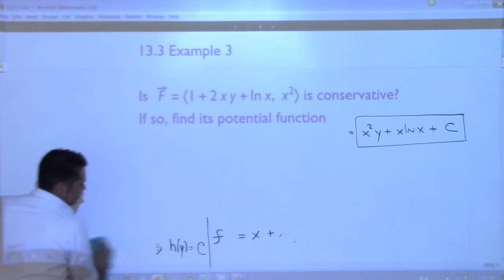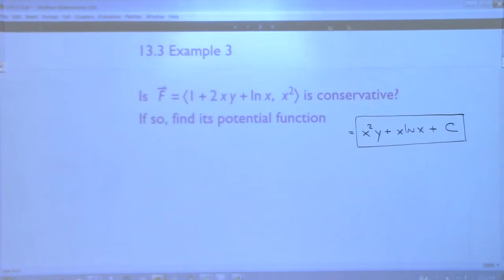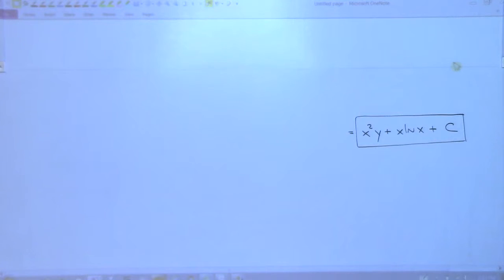I believe the next example is going to kind of bring it all together. Let's see. There we go. It does. Whoa, what did I do?